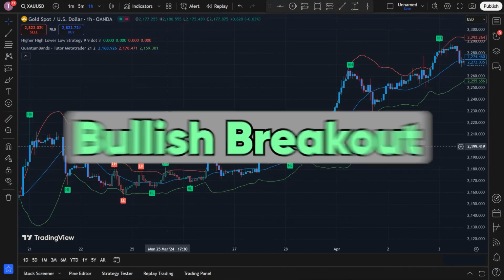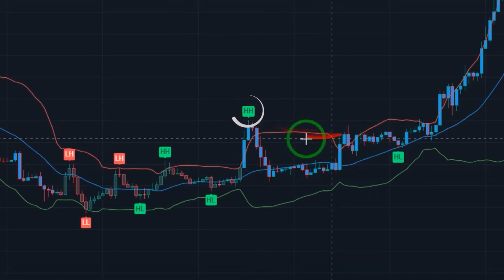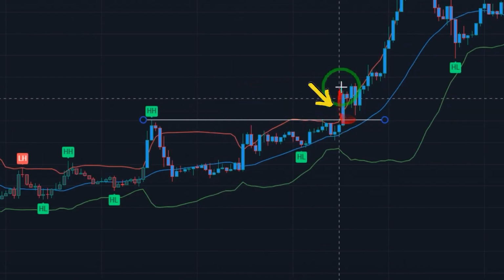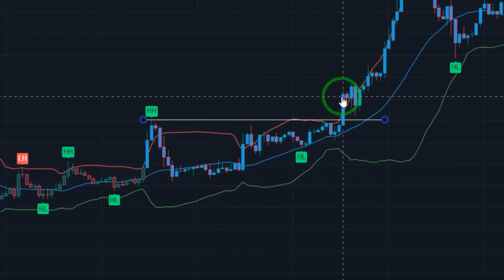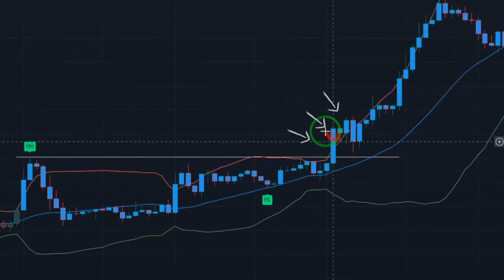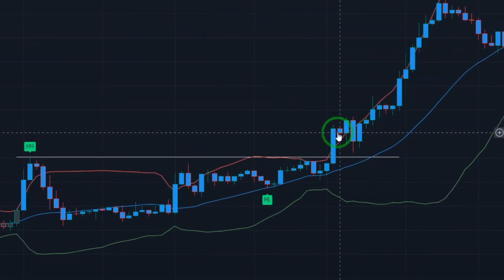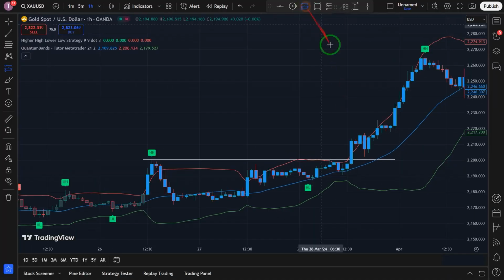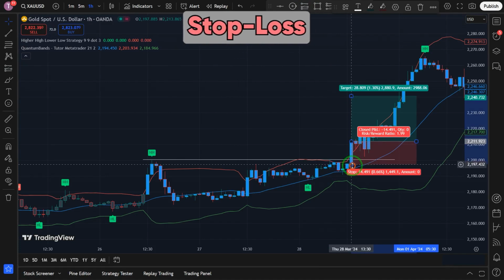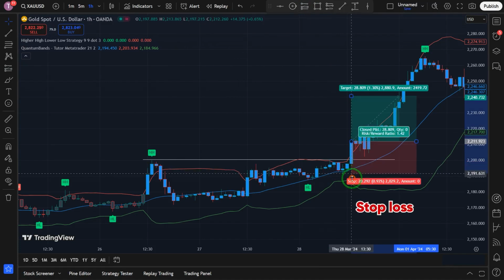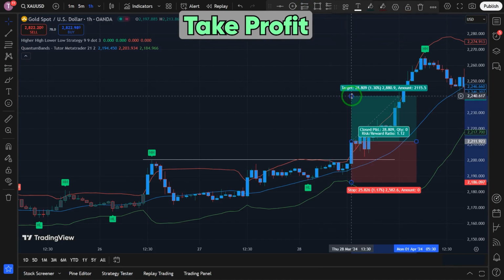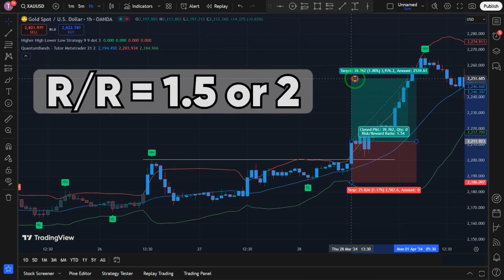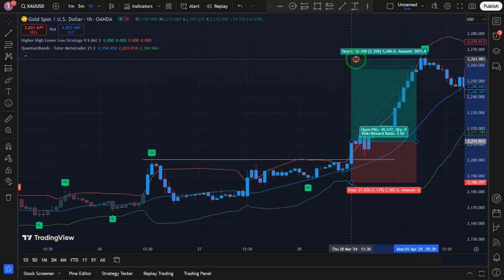Bullish breakout. 1. Identify a higher high and draw a horizontal line at that level. 2. Wait for a candle to close above that line. 3. Here's the key confirmation. The closing price must be above the upper band of quantum bands. This signals strong momentum and confirms the breakout. 4. Entry. Enter a buy trade at the breakout candle's close. 5. Stop loss. Set it at the lower quantum band. 6. Take profit. Either trail your stop along the quantum band's baseline or use a fixed 1.5 times or 2 times risk-reward ratio.